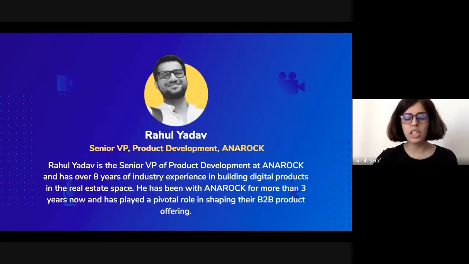Rahul Yadav is a senior VP of product development at ANAROCK, and he has been with ANAROCK for over 3 years now. He also has a lot of experience in building digital products in the real estate space. He has also played a pivotal role in shaping the B2B product offering of ANAROCK.